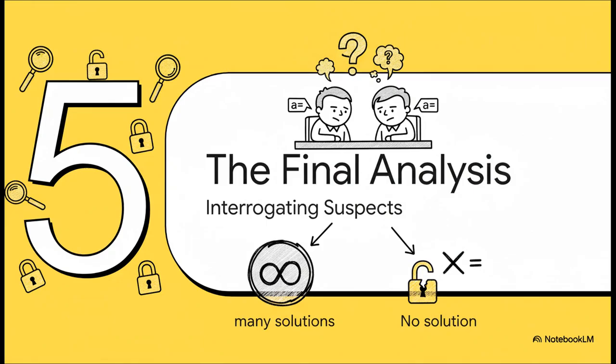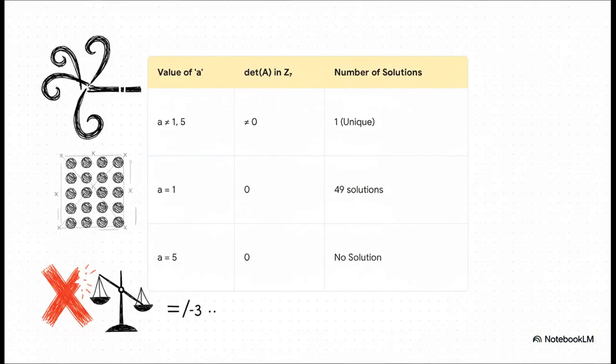All right, we've got our suspects in the interrogation room. A equals 1 and a equals 5. Now it's time to grill them. We need to plug each one back into the system and see exactly what happens. Do we get no solution? Do we get tons of solutions? Let's find out. And here's the summary of our findings.